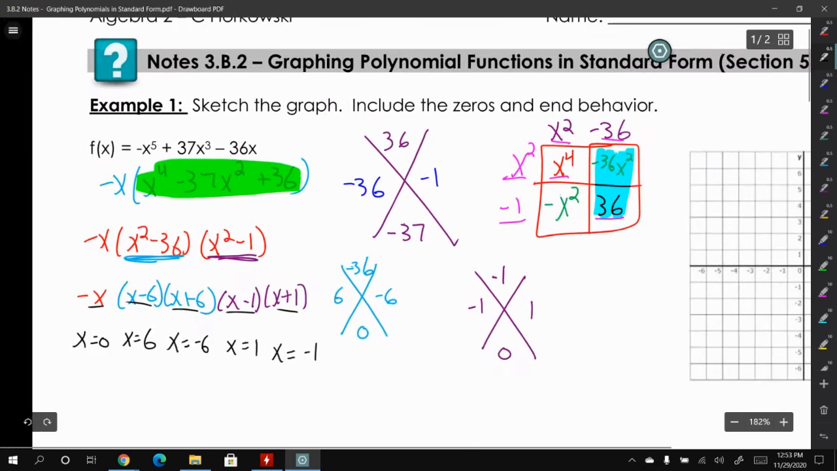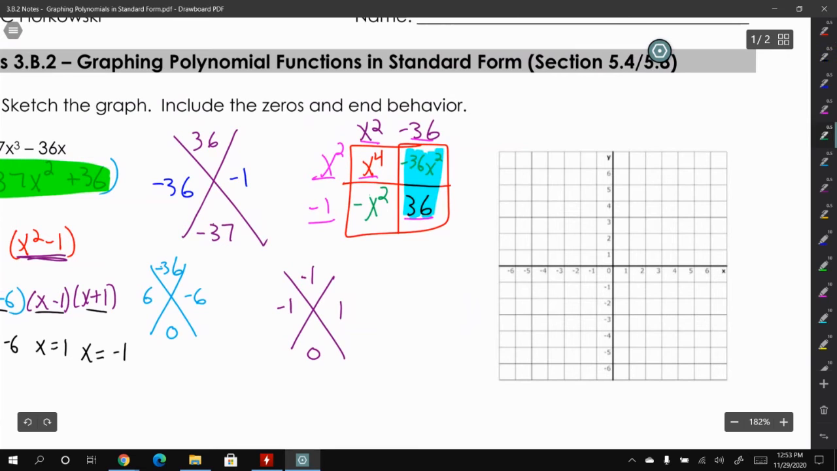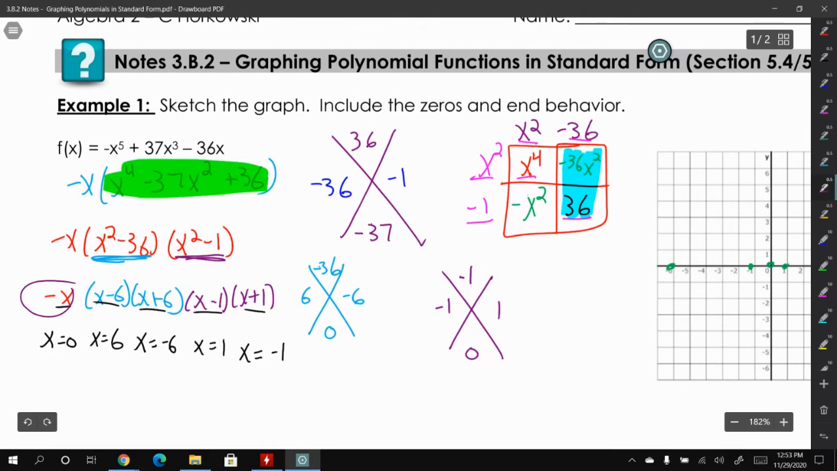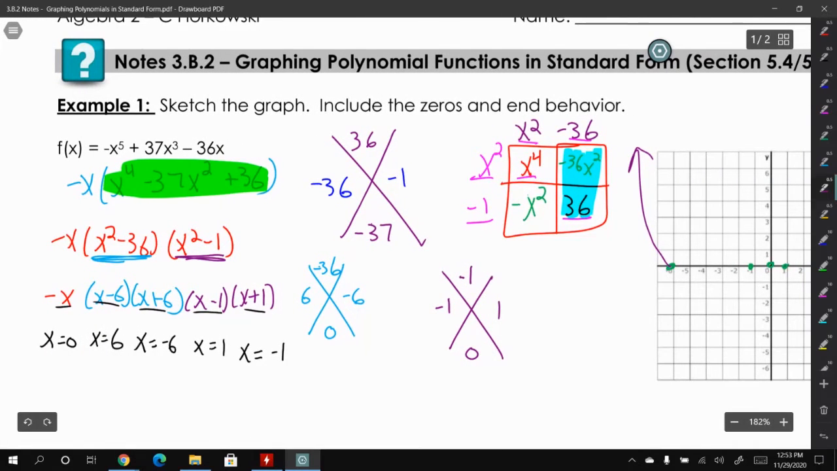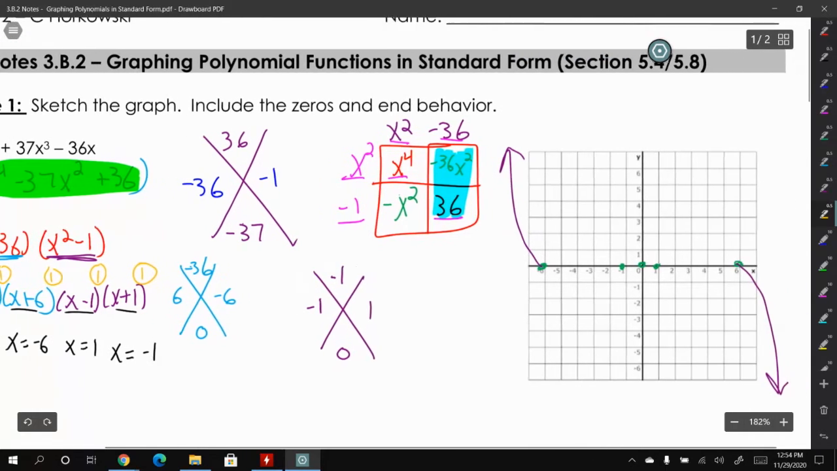So now let's go and plot those. So we have negative 6, negative 1, 0, 1, positive 6. Now our leading coefficient was negative. We have negative x in front. So that means the right side's going down. This is a fifth degree function, so the ends are going in opposite directions, so then the left side must go up. And none of our factors here are repeated. There's all these invisible ones. So what that means is that we're going to cross the x-axis at all of these zeros.